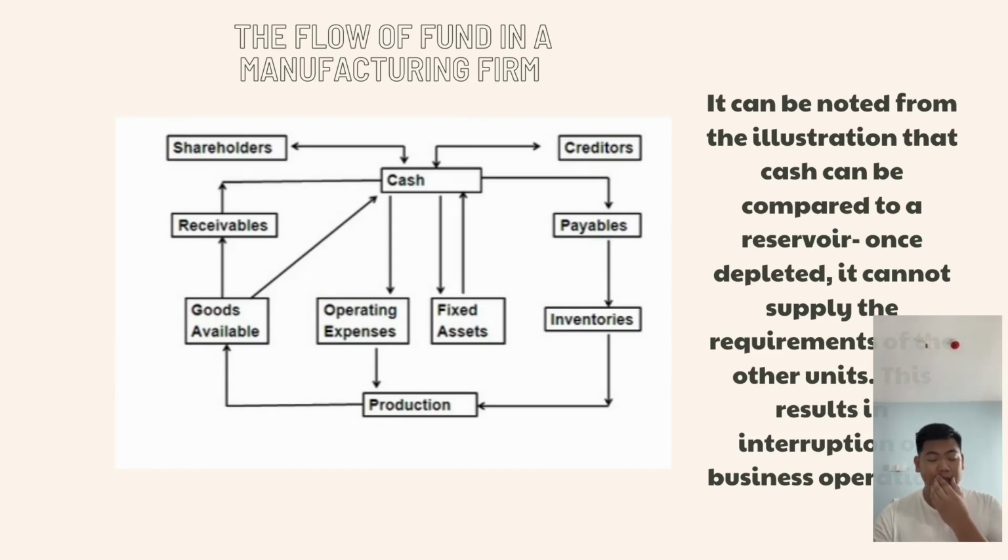So this is the financial discussion. Number one is contribution from stockholders. The second one is the long-term borrowing. The third one is purchases of fixed assets. Next is the purchases of raw materials.